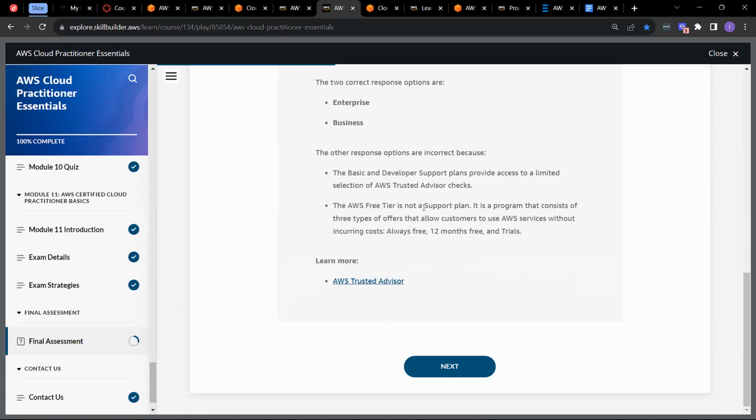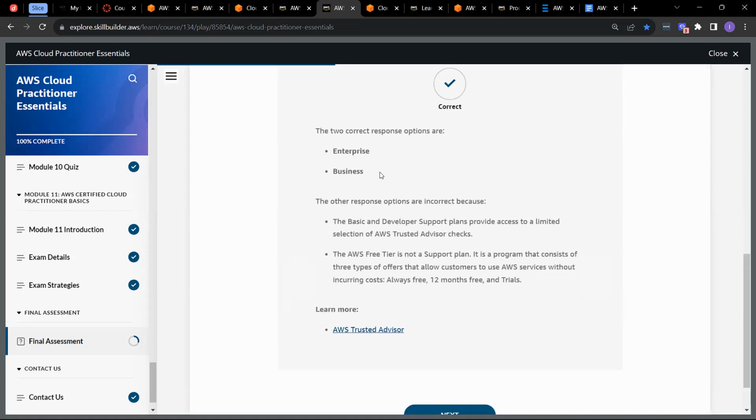Okay, so they didn't even give you explanations for the correct ones. Is it the basic and developer support plans provide access to a limited selection of the Trusted Advisor checks? Okay. So the keyword here is all. All Trusted Advisor checks. I see.